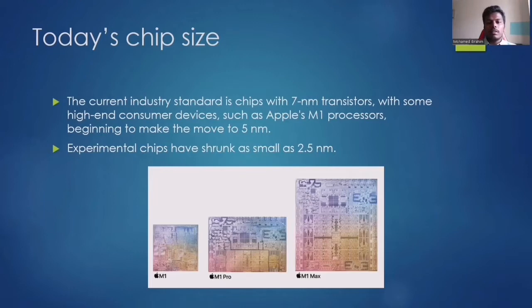Nowadays chip sizes are reduced to 7 nanometers, but the Apple M1 processors are using 5 nanometer technology, and experimental chips have reduced the size to 2.5 nanometer technology. At the bottom you can see some other M1 chips and their sizes. The M1 has a size of 5 nanometers, the other one is 5.5, and another one is 6 nanometer technology.